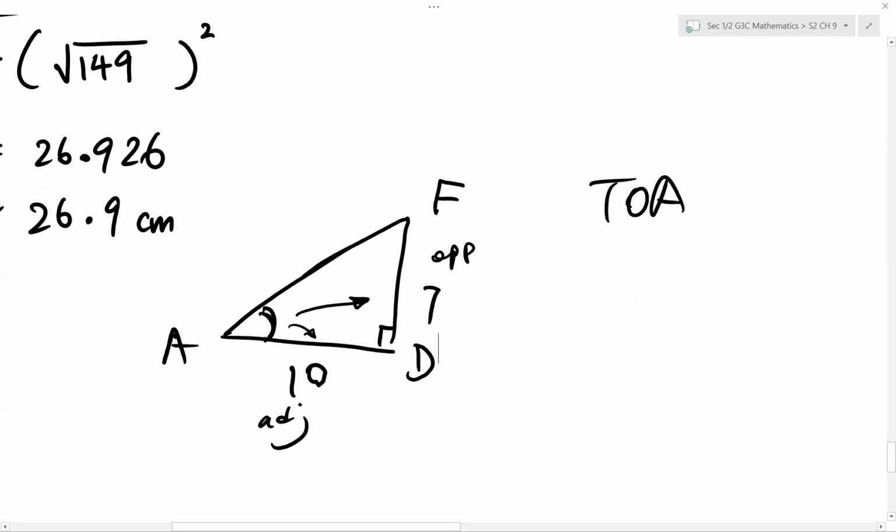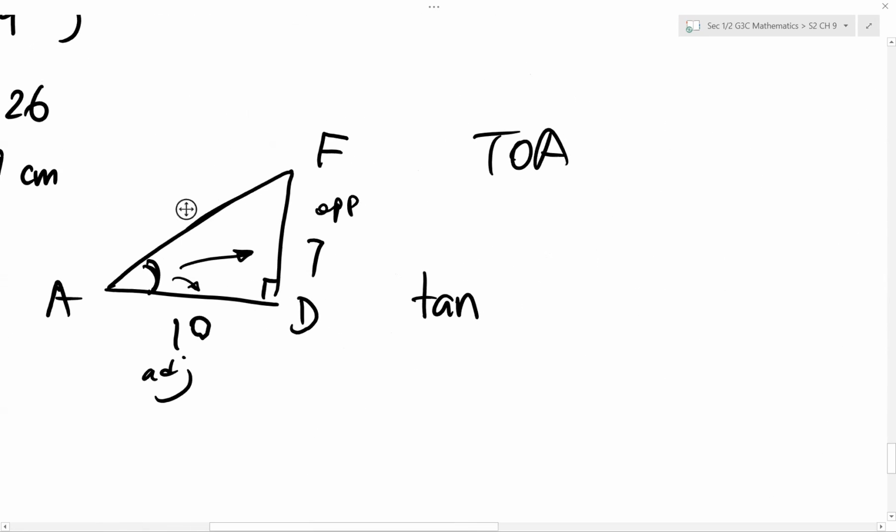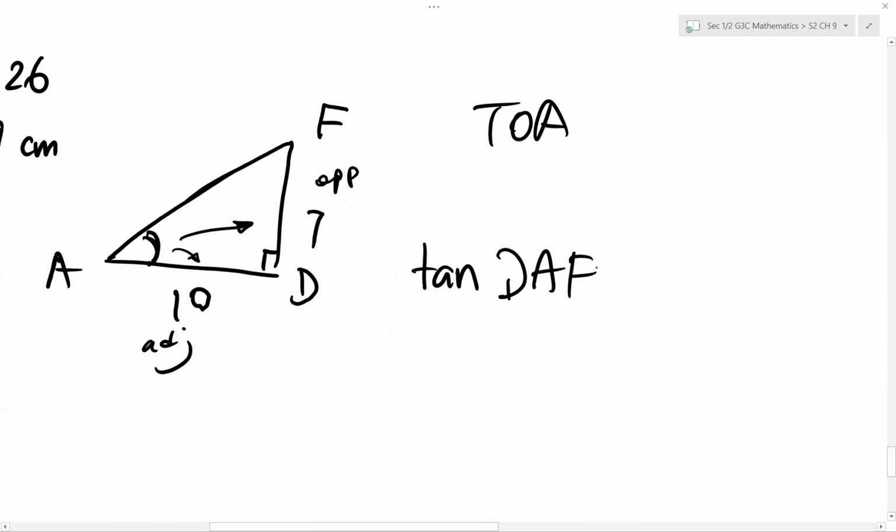So the format is standard. Tangent followed by the angle. The angle is the unknown, DAF. Tangent of angle DAF equals something over something, based on the word TOA. So we've got opposite first: opposite 7, adjacent 10.